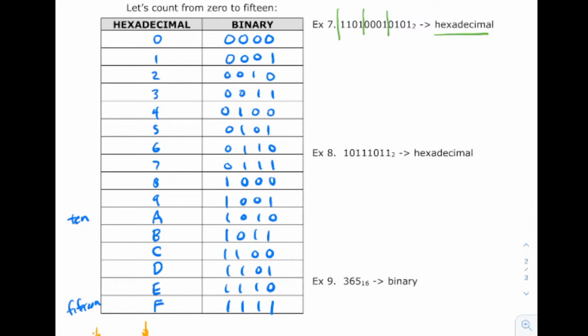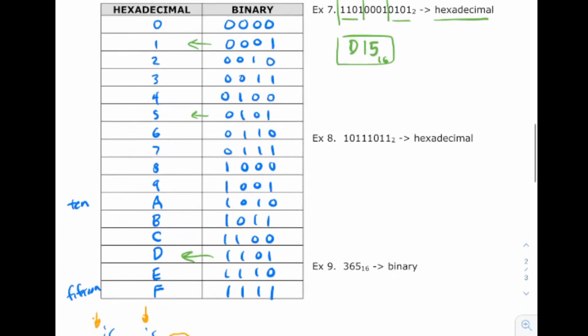Now, a 1101 is going to give me a D. A 0001 is going to give me a 1. And a 0101, where's that? That's here. That's going to give me a 5. D15. Put a little 16 there if you want. That's all you got to do, folks. 4 at a time.